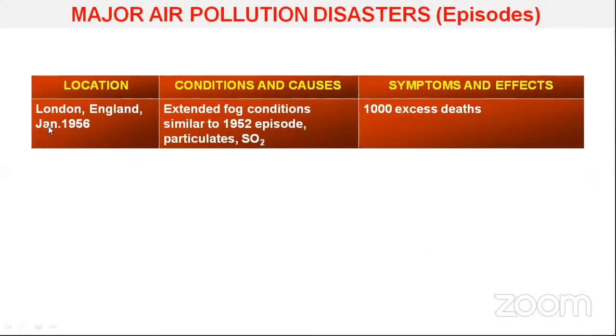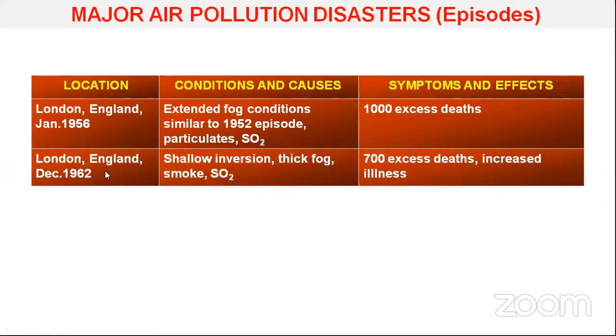Again, you see a winter season, January, London, a second repeat happened. 1,000 excess deaths happened because of another repeat episode in London. Third episode in 1962, again December, winter, 700 excess deaths, increased illness happened.